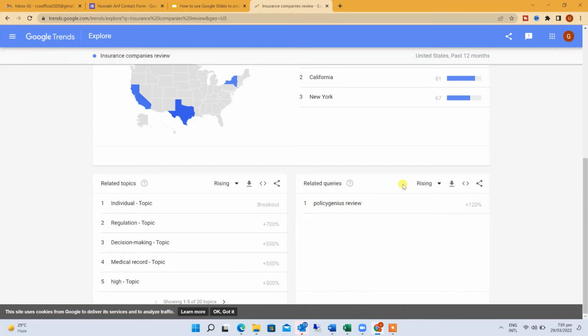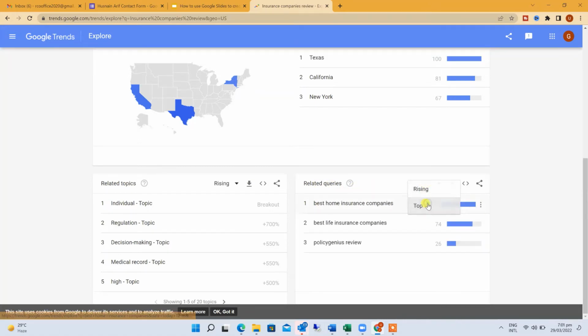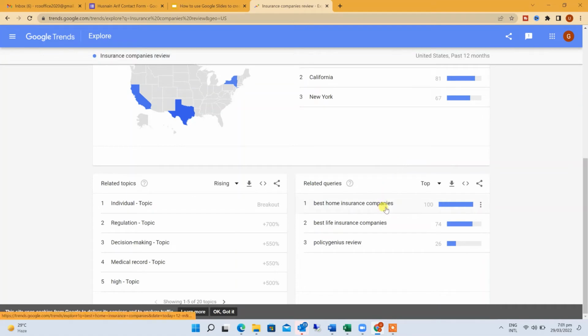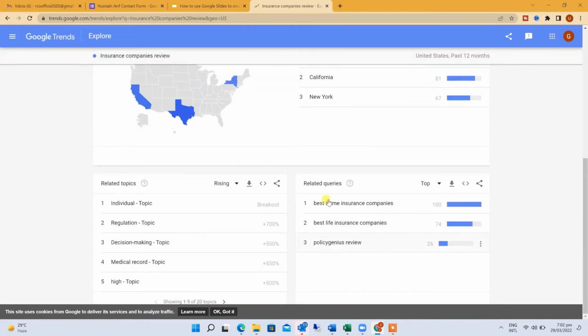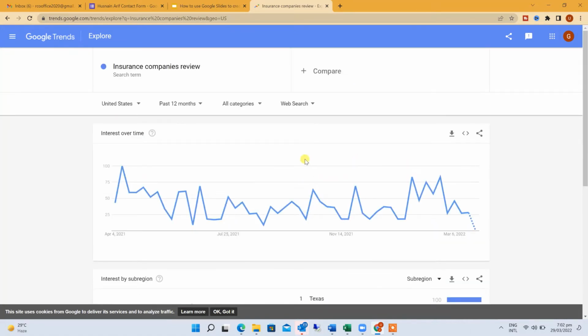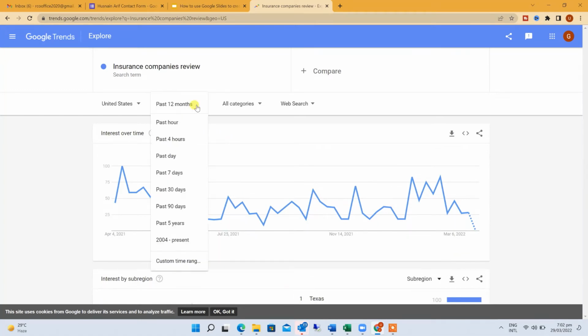So this is one related query, and if I select top queries, it is going to show me that people are searching for best home insurance companies, best life insurance companies, and here you can see that policy genius review is also already over there. So these are the three interesting keyword ideas that you can select and start writing content about the different insurance companies and different life insurance companies, and you are going to see a good lot of traffic coming towards your website. To get things more specific and more accurate, we can select the time frame.